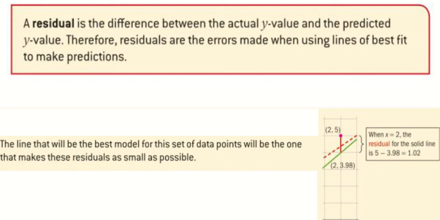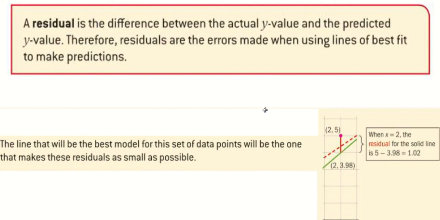So if we look at this section of a graph here, this was the point that was plotted, 2,5. And looking at all the data points together, this green line was considered the line of best fit, or it could be our regression line. It works with both. The residual is the difference between the point on the line and where the actual point lies.